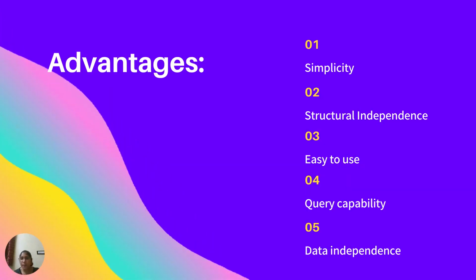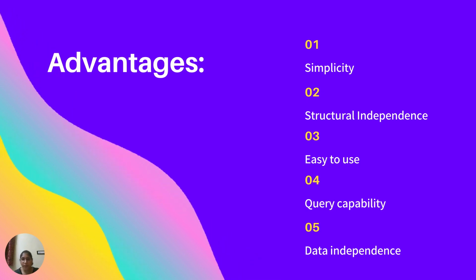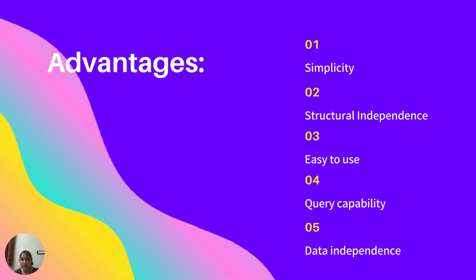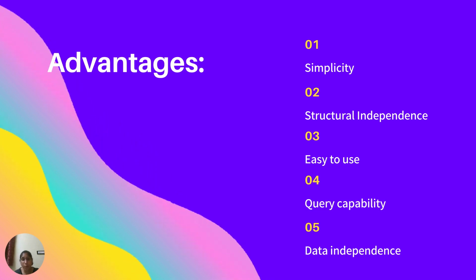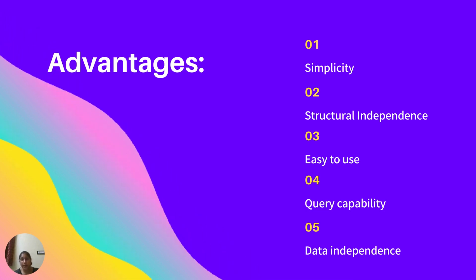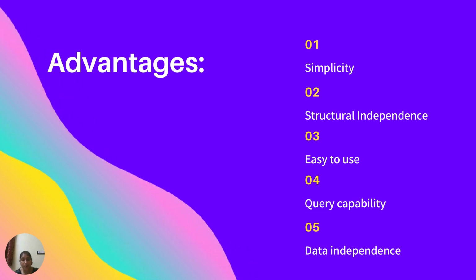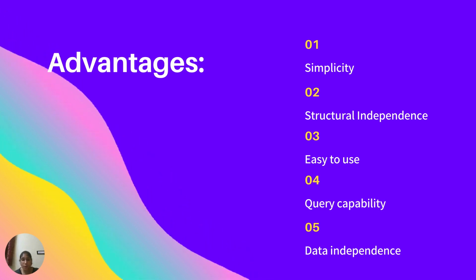Now, the last topic in relational model is the advantages of relational model. The first advantage is that a relational data model is simpler than the hierarchical and network model. The second advantage is that the relational database is only concerned with data and not with the structure. This can improve the performance of the model.